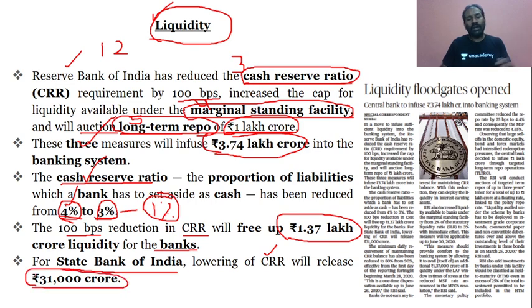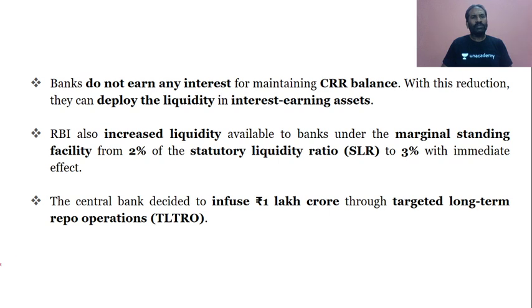That means the bank SBI itself will have an extra 31,000 crores of rupees. That extra money, the liquidity, has to be made sure that it is passed down to individuals or businessmen in the form of loans. And banks do not earn any interest on the CRR balance.